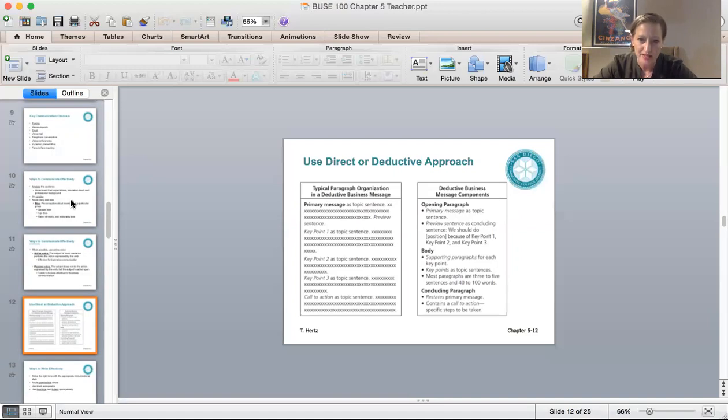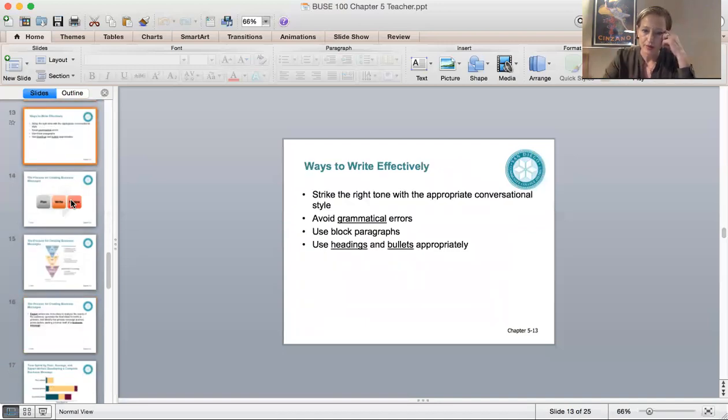The ABCs of business: accuracy, right? You want to be right. Brevity, right? And clarity. Brevity needs to be short, clarity needs to be clear. In the deductive approach, in every single form of business communication, you always want to keep it under 100 sentences per paragraph. Keep those paragraphs very short. What else? Avoid grammatical errors. You use block paragraphs. That means we don't indent in business writing. You always use headings. You always use bullets in business writing. That way we don't have to figure it out and look around for what you're trying to say, right?